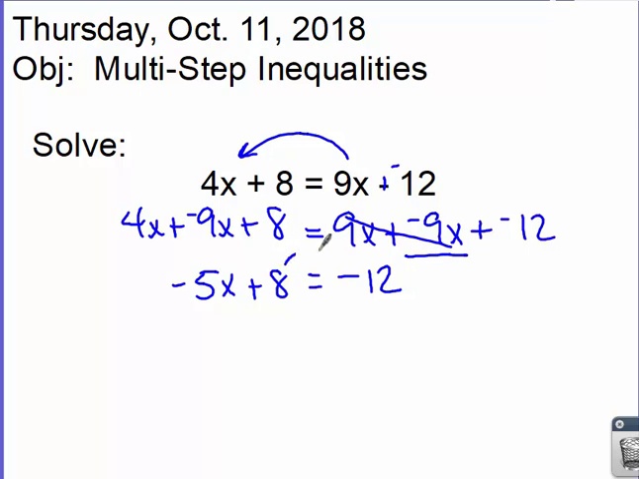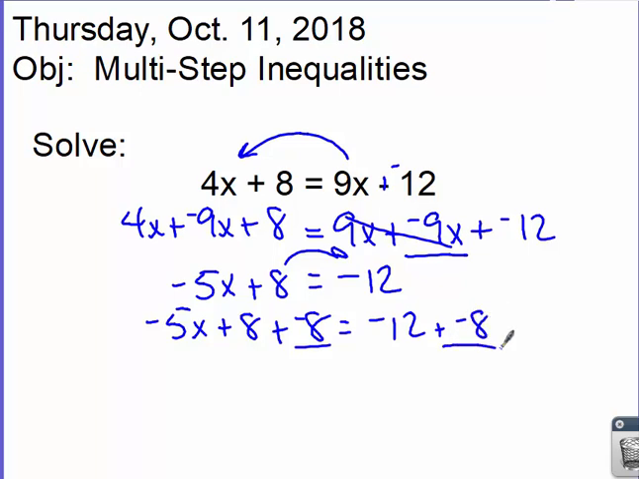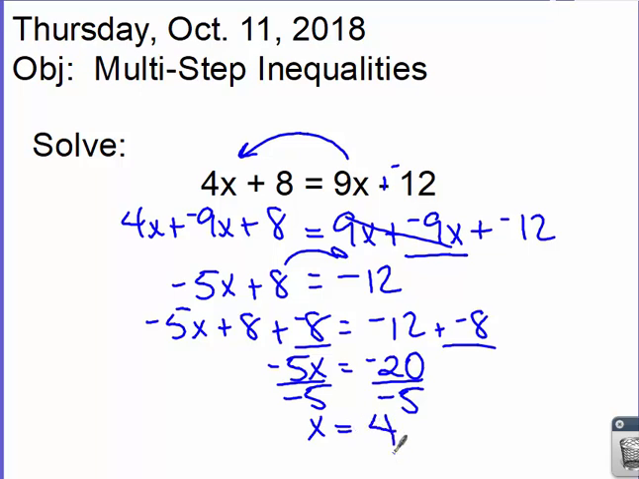So now I need to move the 8 over to be with the negative 12. And again, we add its opposite. So negative 5x plus 8 plus negative 8. So the negative 8 is the new thing, so equals negative 12 plus negative 8. Again, making sure that I add the new thing to both sides. And I end up with negative 5x is equal to negative 20. Now, I have a multiply by negative 5, so we do a divide by negative 5 to get x by itself, and you end up with x equaling, and then negative 20 divided by negative 5 gives me positive 4.